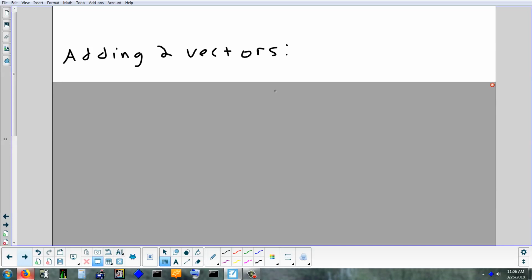All right. So different things we're going to look at is how we can combine vectors. Okay, today we're going to start out by looking at what happens when you add two vectors together and what happens when you subtract.